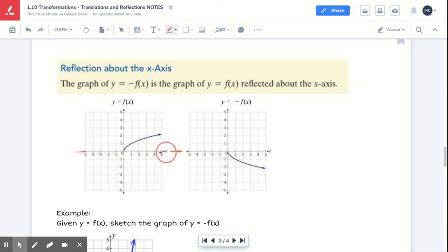So here's the x-axis. And the function that we have to start with over here is actually one of our parent functions that we studied on Friday and practiced today. So this function here is a square root function. Now, if I use this line, the x-axis here, as a mirror, and I flip this graph over that line, reflect it over that line, then I end up with this graph over here. So that's just y equals negative f of x.